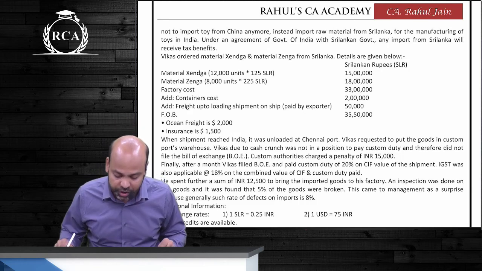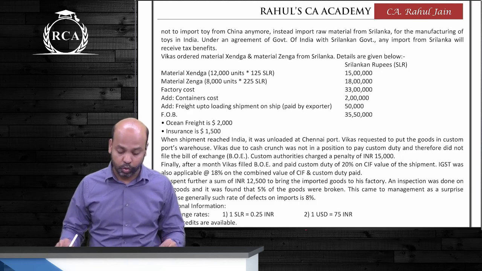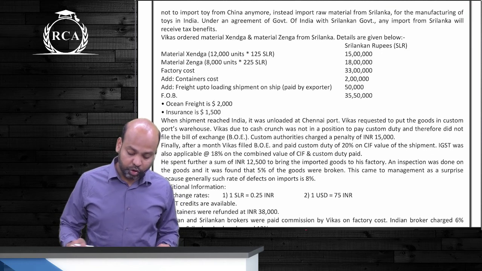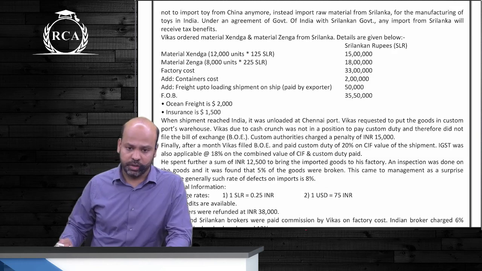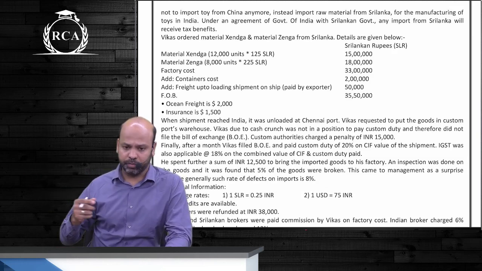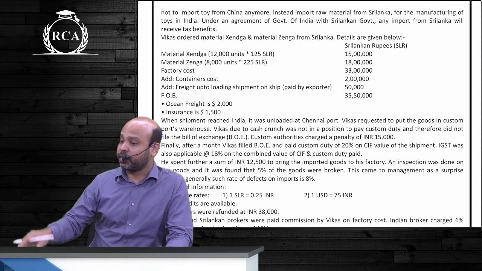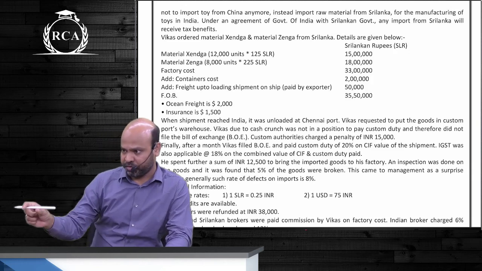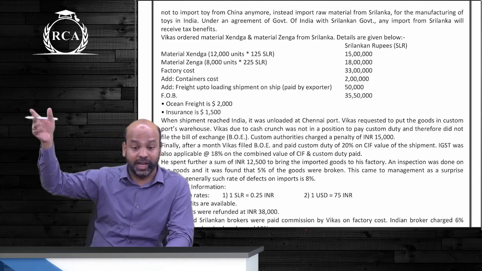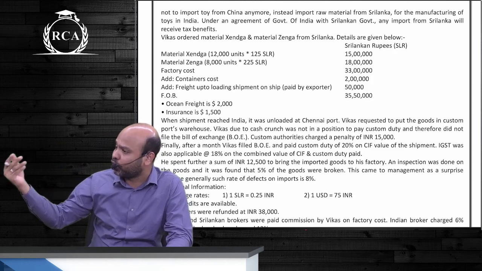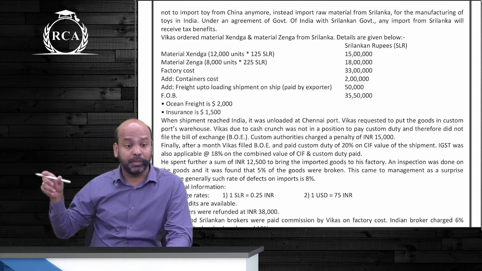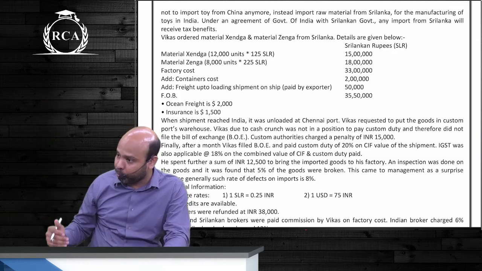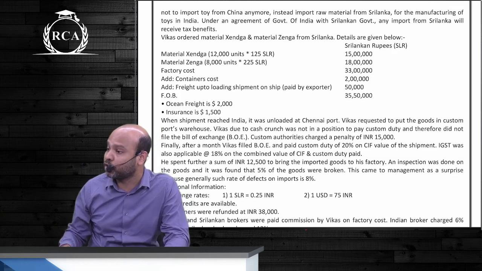Freight up to loading shipment on ship paid by exporter. Total FOB is 35 lakhs 50,000. इसके अलावा there is ocean freight and insurance. FOB I just told you, beta. So FOB is what, guys? The total expenditure incurred till the shipping point, the point of shipping. उसके बाद का बेटा whatever is the air freight or railway freight or ocean freight, all of that plus the insurance amount is called as CIF. मतलब अपने पोर्ट तक लैंडिंग कॉस्ट जो होता है बेटा, that becomes your CIF.